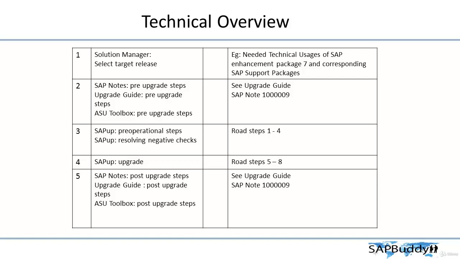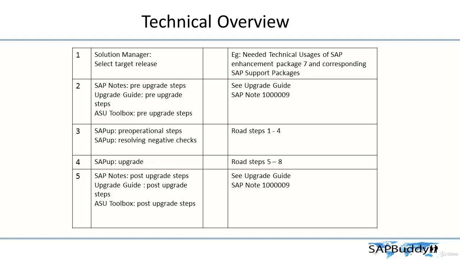Then you will come to the SAP upgrade process itself. Pre-operational steps: there are some steps which you need to do before the upgrade, and you need to also do some checks in the SAP upgrade tool, which will be in our roadmap steps 1 to 4. We will see the roadmap steps in our second slide. You can see from 1 to 4 you have different steps.